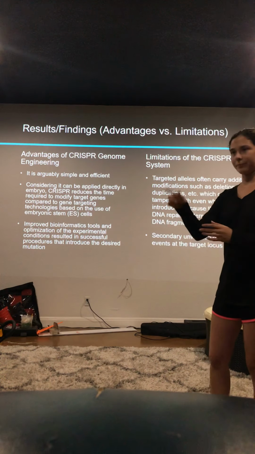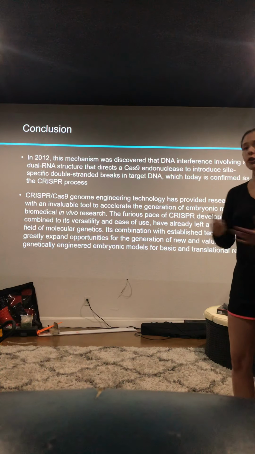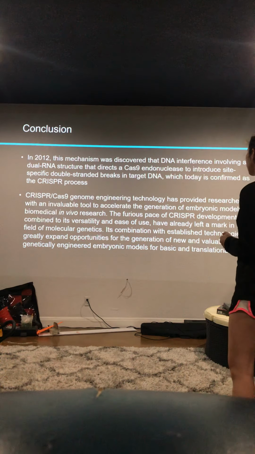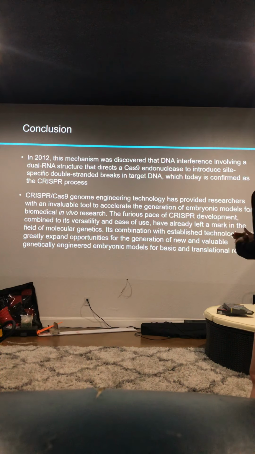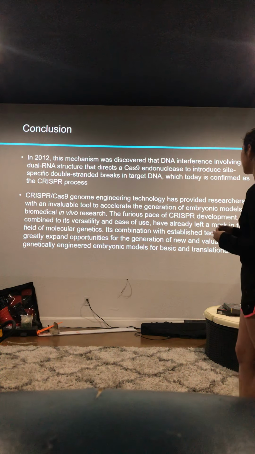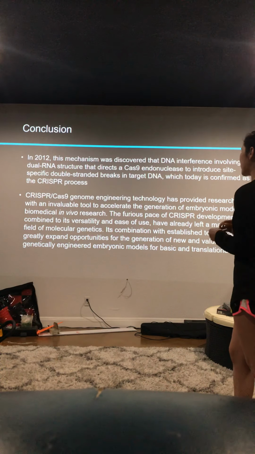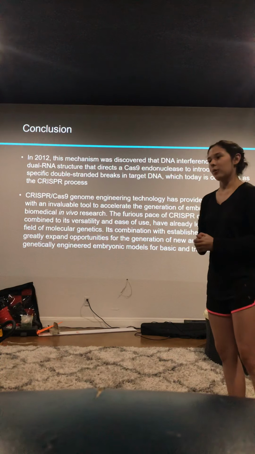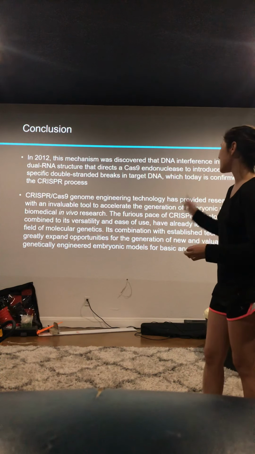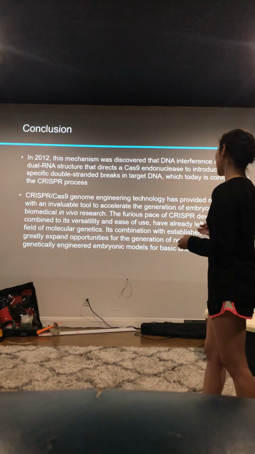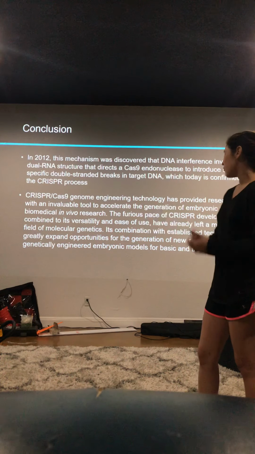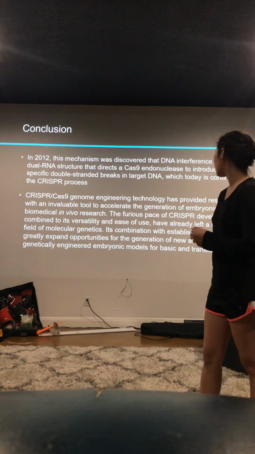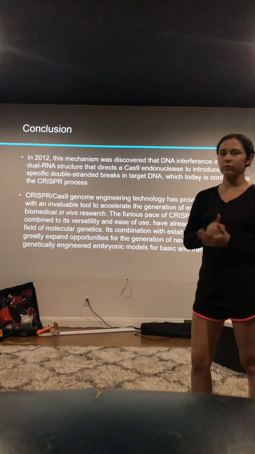In conclusion, in 2012 this mechanism was discovered: DNA interference involving a dual RNA structure that directs a Cas9 endonuclease to introduce site-specific double-stranded breaks in target DNA, which today is confirmed as the CRISPR process. What that basically means is that CRISPR/Cas9 genome engineering technology has provided researchers with an invaluable tool to accelerate the generation of embryonic models for biomedical in vivo research.